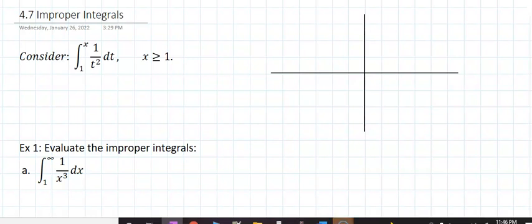Section 4.7 talks about improper integrals. Consider the integral from 1 to x of the function 1 over t squared.